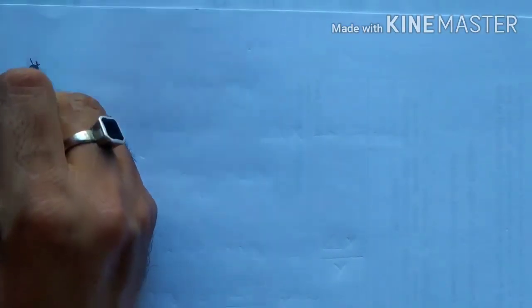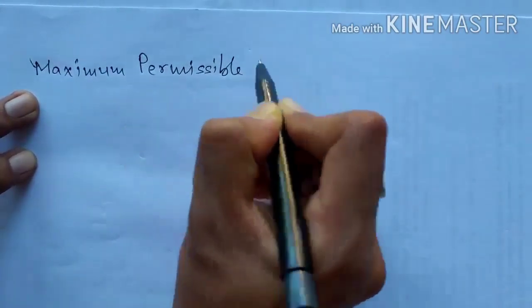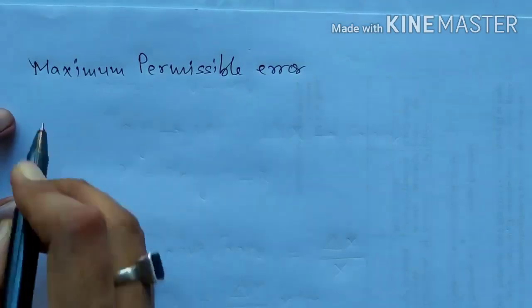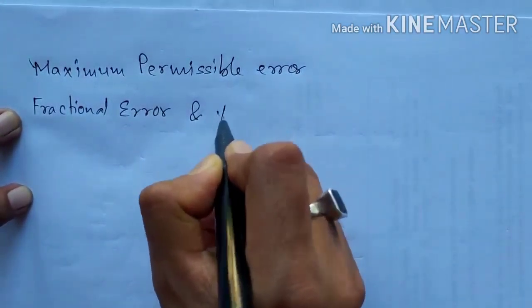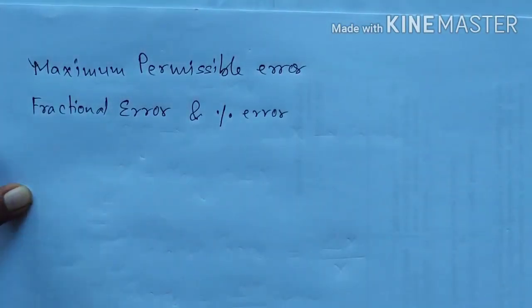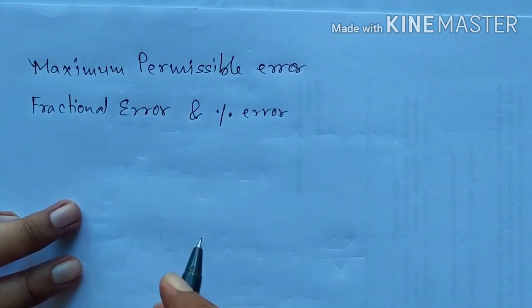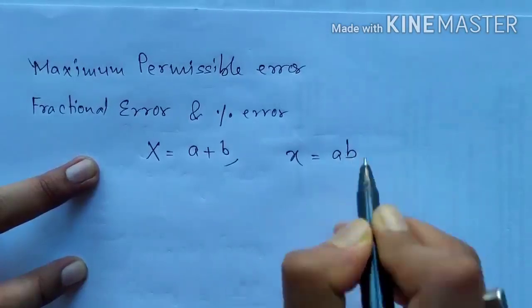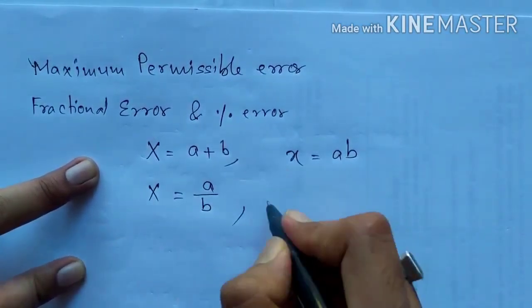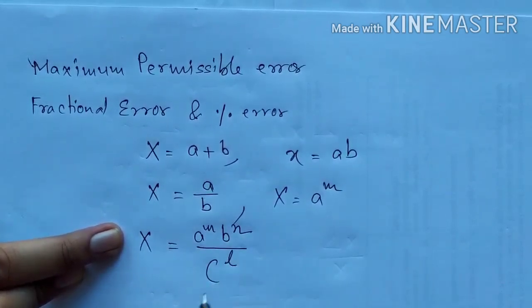So we shall be deriving expression of maximum permissible error, fractional error, and percentage error when the result of a quantity is expressed in the form X equal to A plus B, X equal to AB, X equal to say A by B, X equal to say A to the power m, or X equal to say A to the power m, B to the power n, C to the power l.